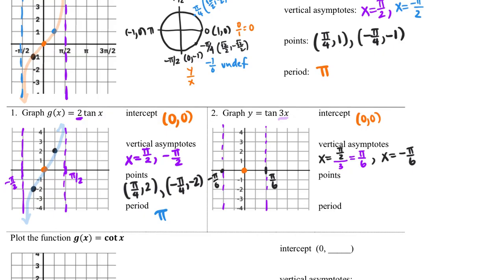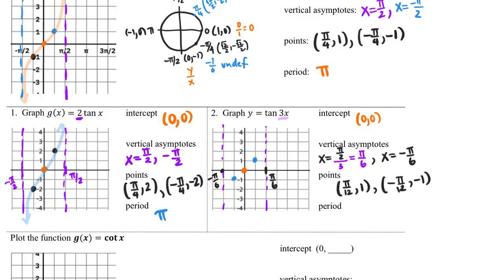Now my points are normally pi over 4 and 1. The y will not change, but the x value will change. So instead of it being at pi over 4, I need to divide by 3. If I do pi over 4 divided by 3, I get pi over 12, but it still goes up to 1. So where I place it on the graph doesn't really change. It's going to be right here. That is between 0 and pi over 6. At negative pi over 12, the graph's going to go to negative 1, which is here.